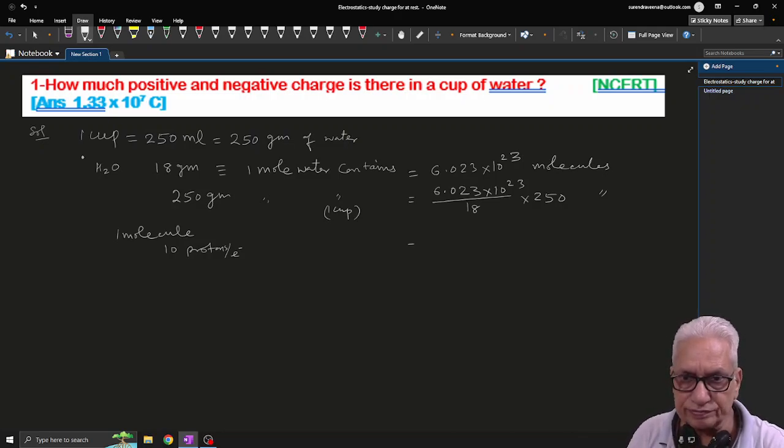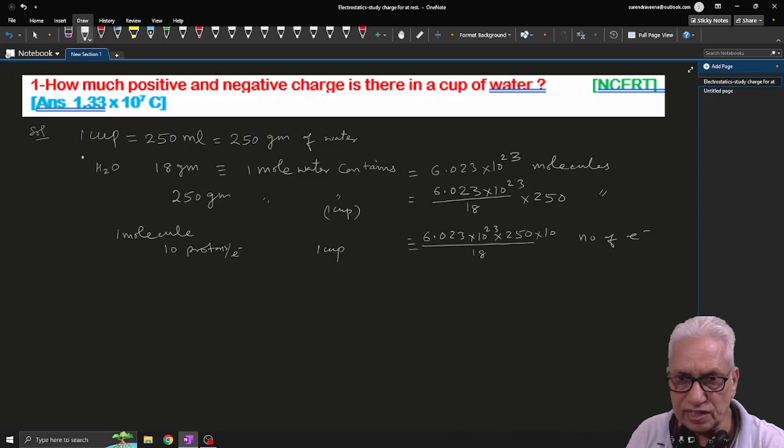So here the number of molecules in 1 cup of water, multiplied by 10, gives the number of protons or the number of electrons. And the charge on 1 electron is equal to 1.6 into 10 to the power minus 19 coulomb. So in 1 cup of water, we have the charge on protons and the charge on electrons in totality.